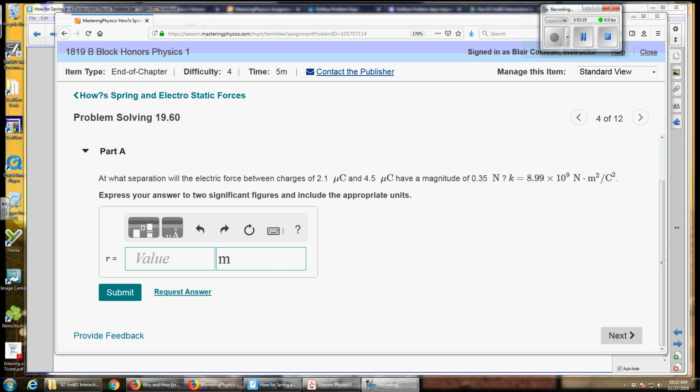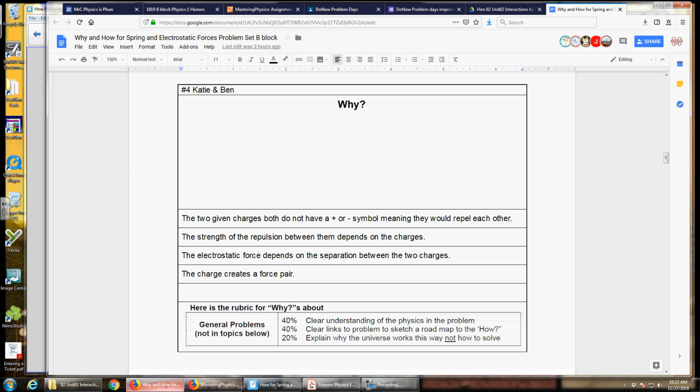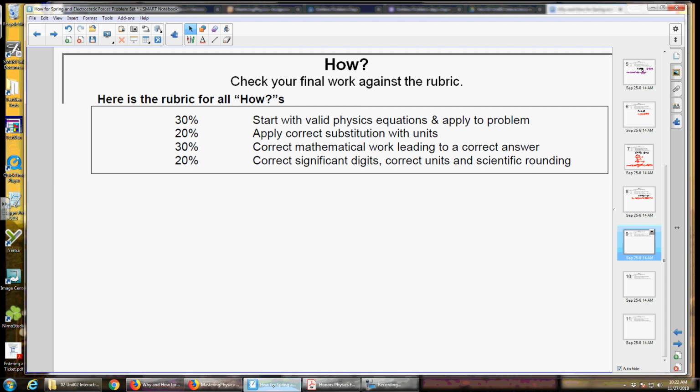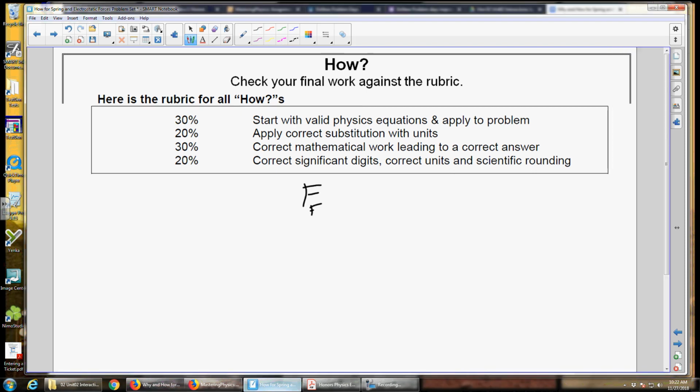Alright, so number 4. What separation will the electric force between charges of this and this have a magnitude of this? And then yesterday the why was, yep, that's a great why. Cool. So from my equation sheet, I'm going to grab that the electrostatic force is Coulomb's constant times the two charges over their separation squared. Directly from my equation sheet.